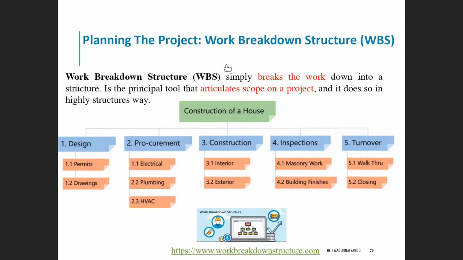Work breakdown structure, WBS, simply breaks the work down into a structure. It is the principal tool that articulates scope on a project, and it does so in a highly structured way. How does it do that? For example, here, a house construction is the project, and then you break down the project activity into the first level, which is the major level, and we number those level 1.